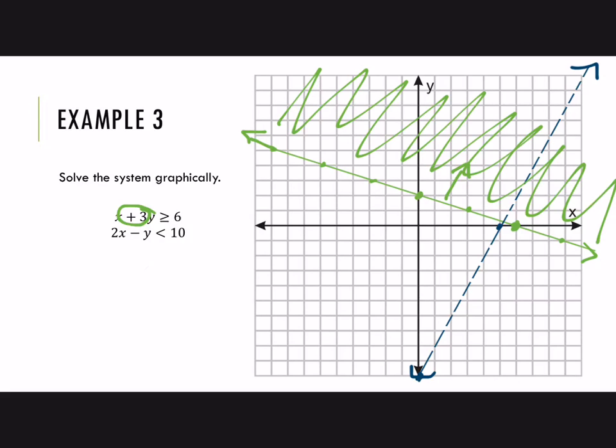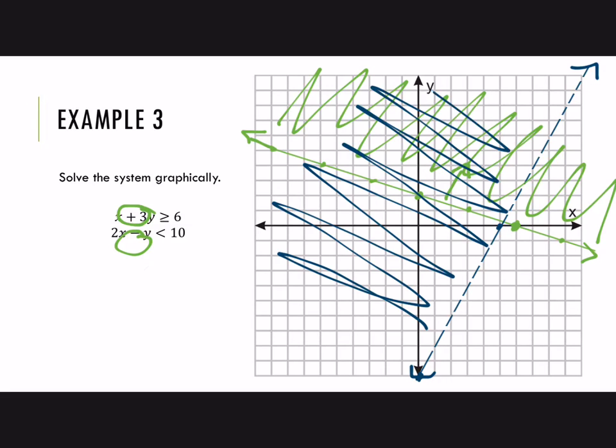Okay, and then the second one that I did, I end up with 0 is less than 10. That's true. So I am going to shade the (0, 0) side for that line. And just ignore the other line when you're shading either of these. So I'm ignoring the green line, just shading right over it with the blue. Okay. And then I look at where the shading overlaps.